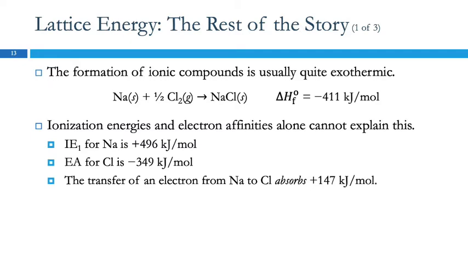When ionic compounds form, the reaction is generally quite exothermic. So here's the formation equation for 1 mole of sodium chloride from its elements in their standard states. So we have sodium and half a mole of chlorine, and we make 1 mole of sodium chloride. The heat of formation is negative 411 kilojoules per mole. It releases that much energy.